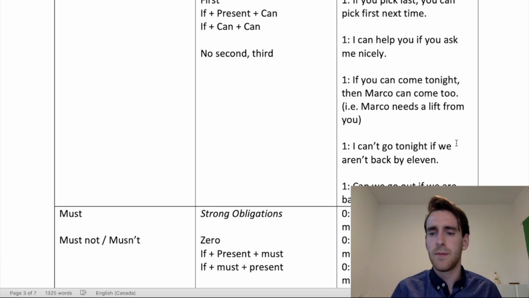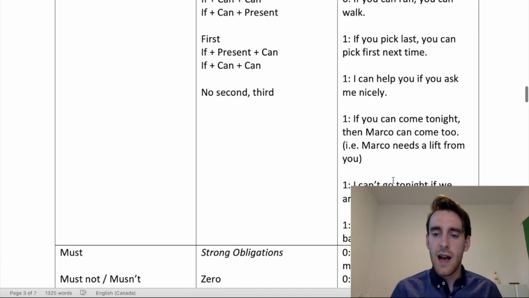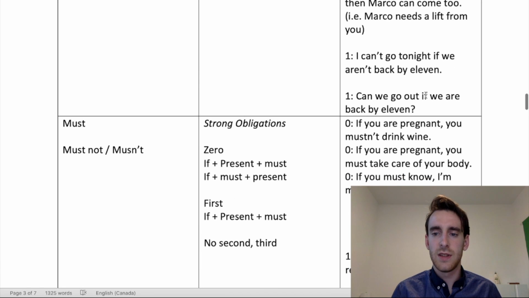Same story, okay? But after your if, guys, we use the present, right? Notice in all these cases here, we're using the present, okay, after your if. The same thing in the question form, right? Can we go out if we are back by 11? Can we go out if we're back by 11? Okay, we're asking if we have the ability. Can we do this?